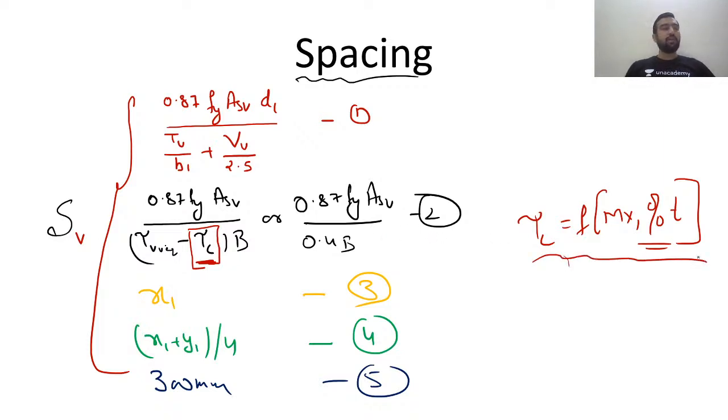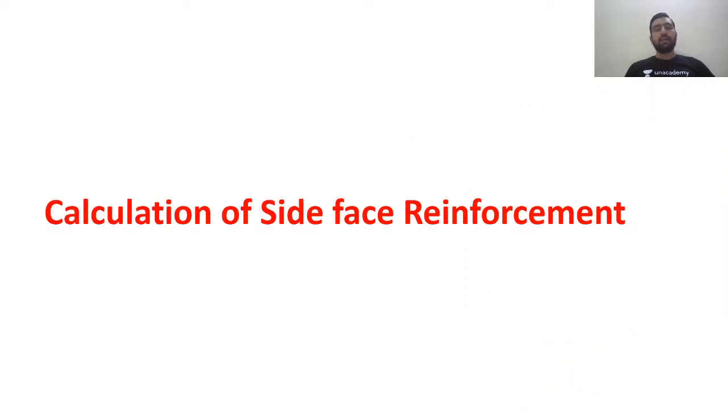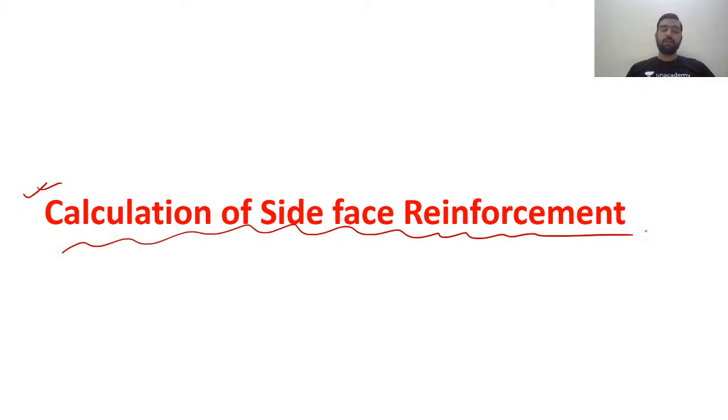So this is the spacing. Okay. What next? Now the last portion, which is calculation of side face reinforcement. Calculation of side face reinforcement. Guys, this side face reinforcement is to be used at the two faces, at the two sides of the vertical stirrups. Let's say, and why is it provided?